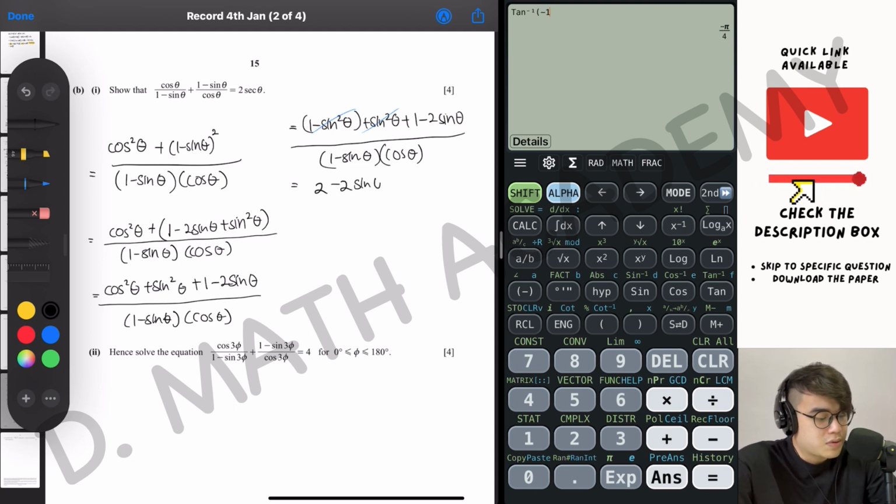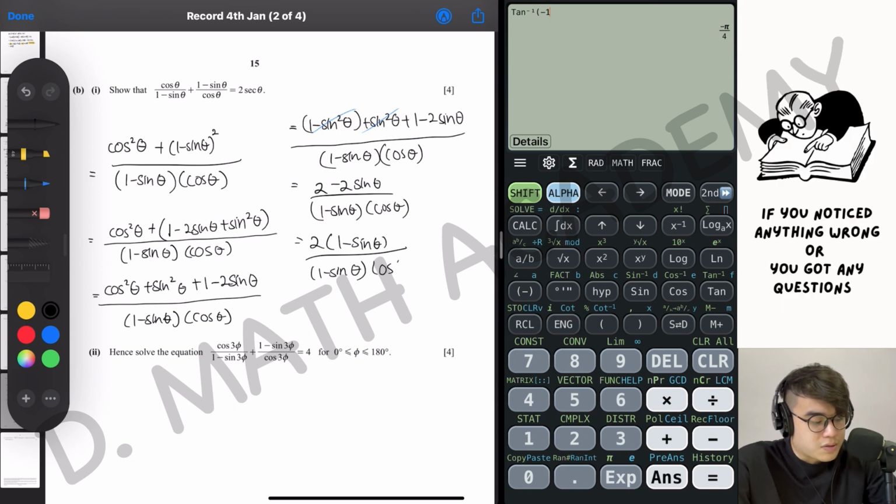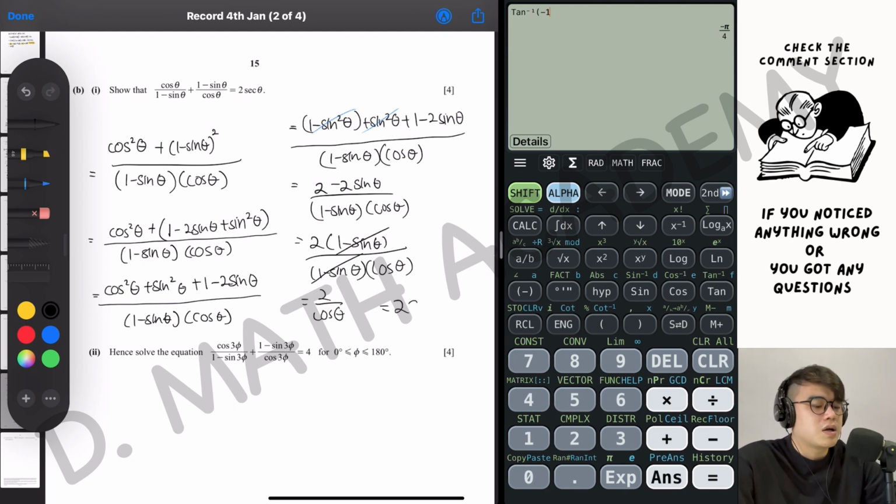Now, take out the 2, then you have sine theta left. And they cancel off. 2 over cos theta will result in 2 sec theta. So that's how you get this 4 marks question here done.